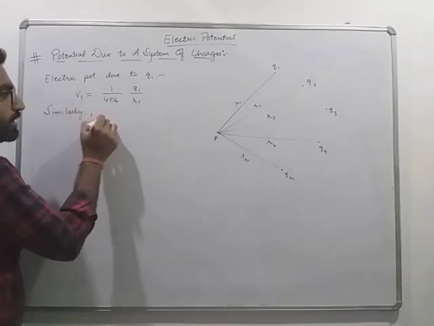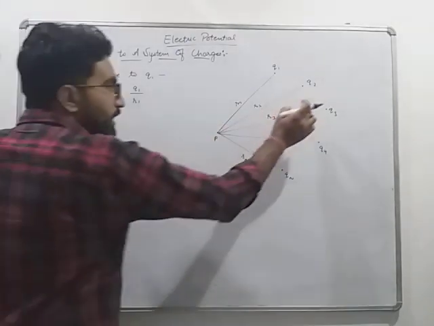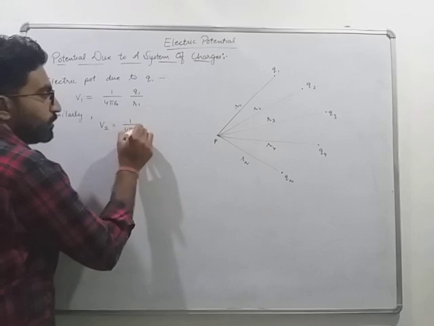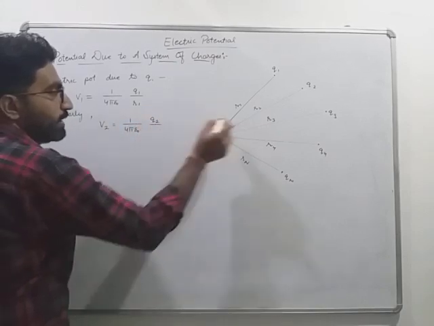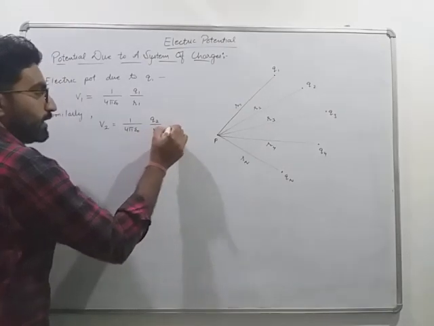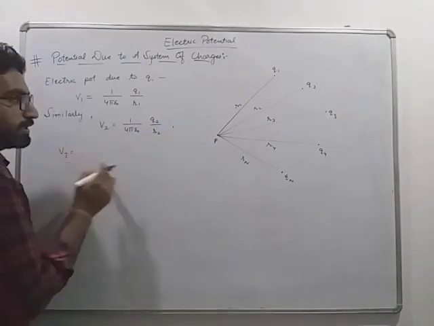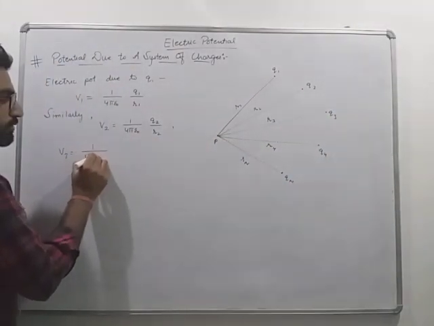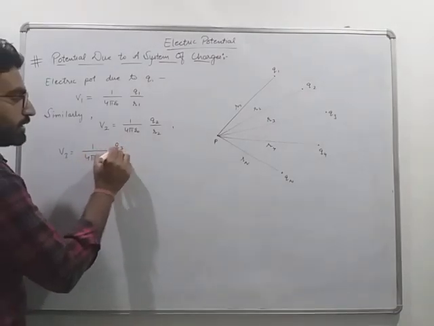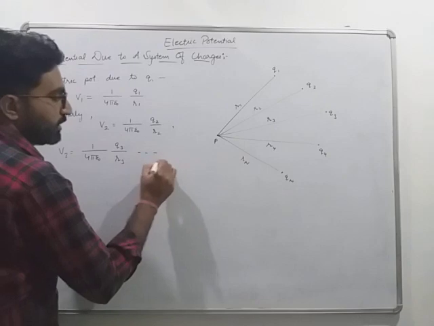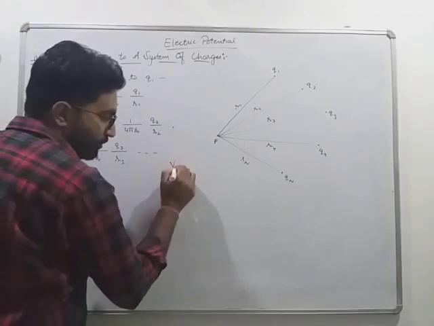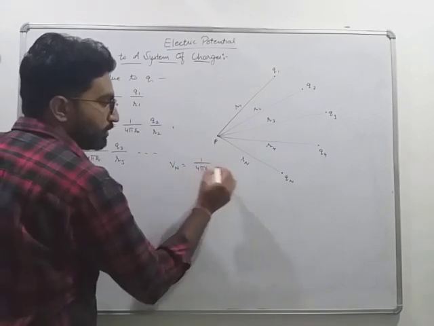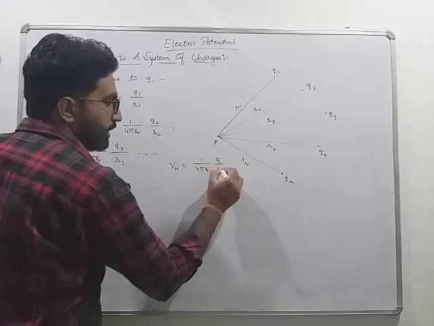Similarly, we can write the electric potential V2 due to charged particle Q2 at point P, and it will be equal to 1 by 4 pi epsilon naught Q2 divided by R2. And similarly V3, the electric potential due to charge Q3 at point P, will be equal to 1 by 4 pi epsilon naught Q3 divided by R3. Similarly, the electric potential due to the nth charged particle will be equal to 1 by 4 pi epsilon naught Qn divided by Rn.